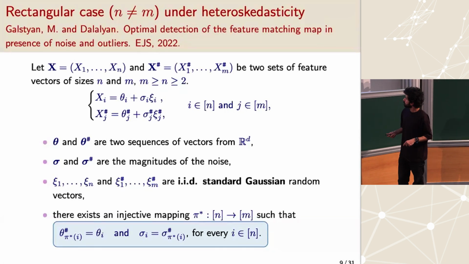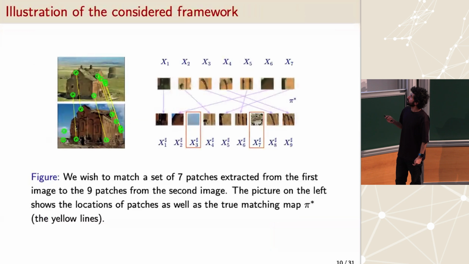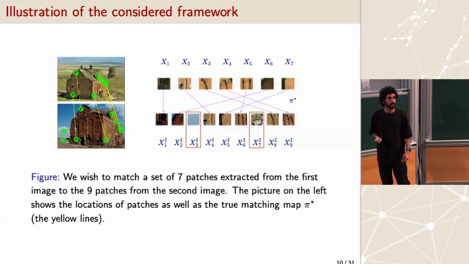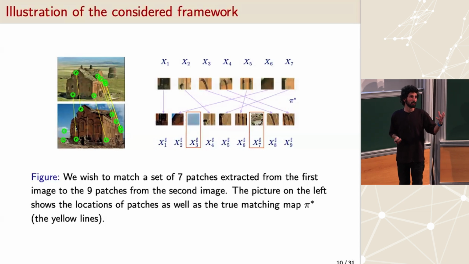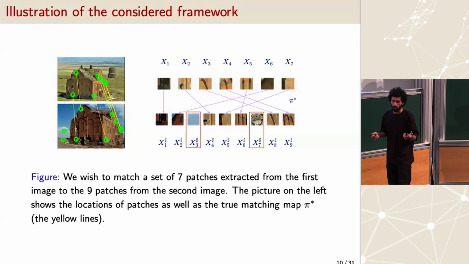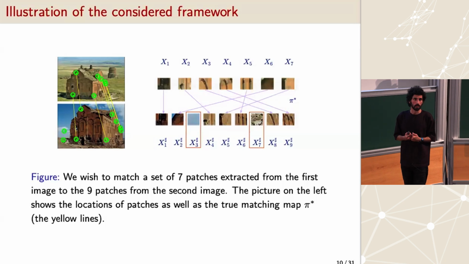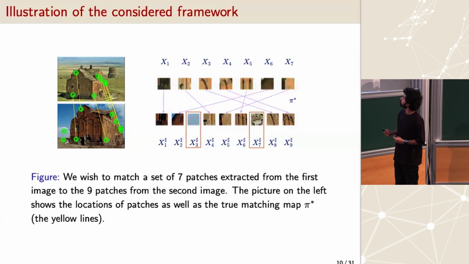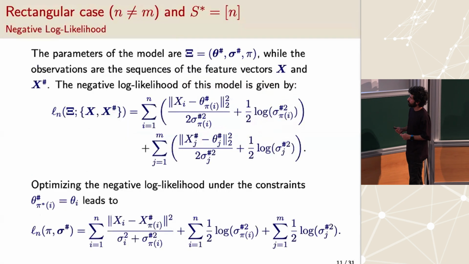Okay. All right. So this is an example illustrating this case, where we see two pictures in which there are 2 points that don't have their corresponding counterparts in the first one. Even taking into account these additional points, we want to recover the exact matching map, the true matching map between these points.